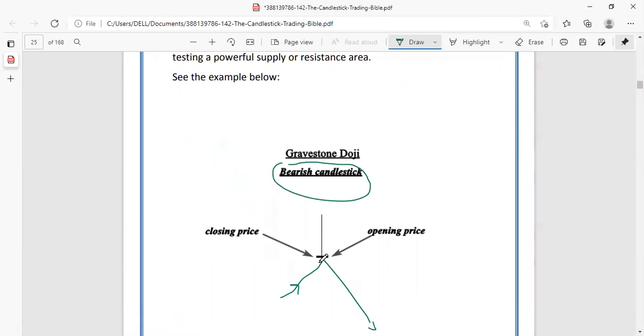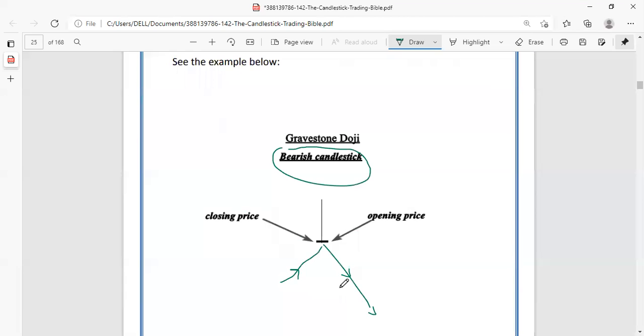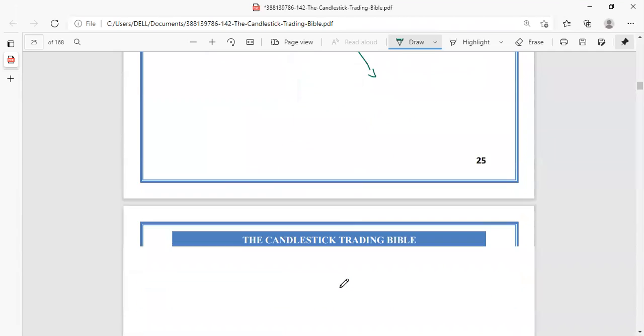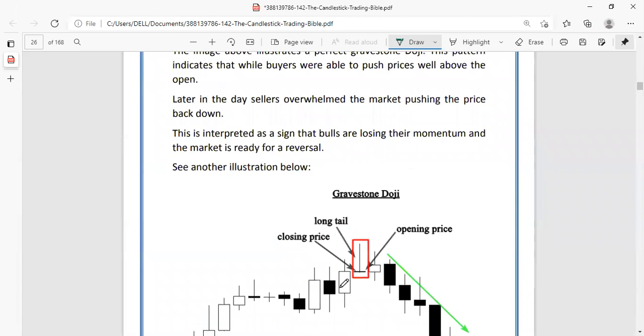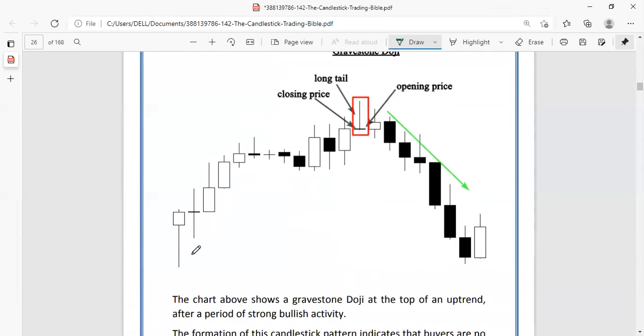Then you see it appear on the top, meaning that the market is now reversing or changing direction. This is the bearish candlestick. So it's also important. Then we go to another one, which is this one. This is the pattern being illustrated here. The market is moving up to this level and it starts to move down at this level. Because of what? Of this one.